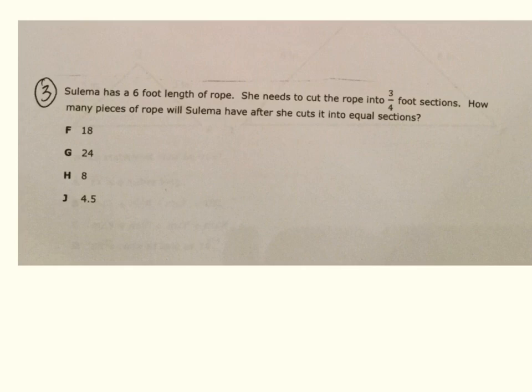Number 3. Salima has a 6-foot length of rope. She needs to cut the rope into 3/4 foot sections. How many pieces of rope will Salima have after she cuts it into equal sections? So really, she has 6 feet, and she's dividing it. When she cuts it, she's dividing it into 3/4 foot sections. So if you look at the problem, you can't really divide by a fraction. So you have to multiply.